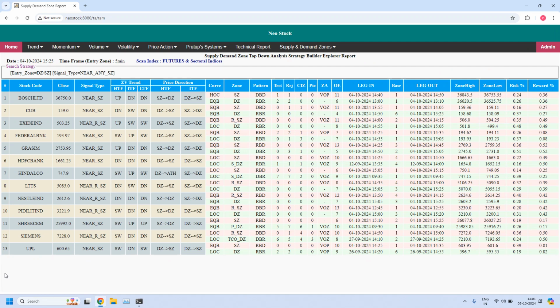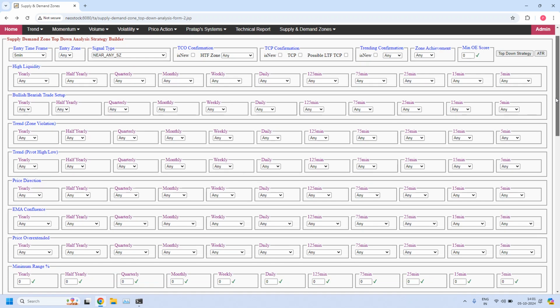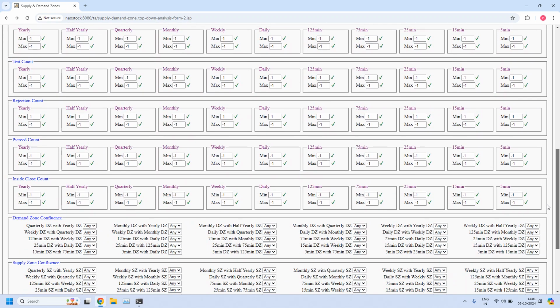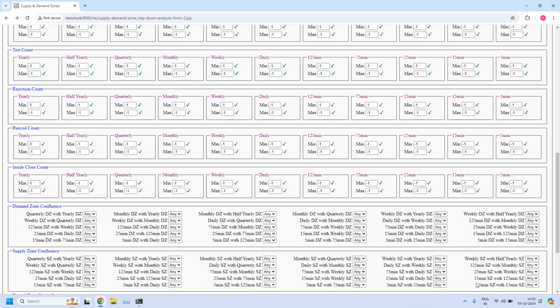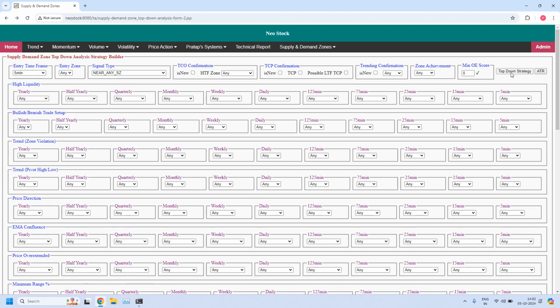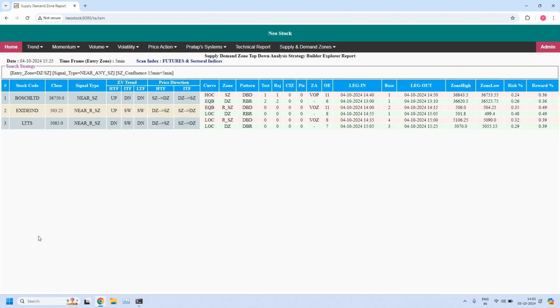Let's verify how many of these 13 stocks are having ITF confluence, that is 15 minutes and 5 minutes supply zone confluence. So I am enabling the filter, 5 minute supply zone with 15 minute supply zone confluence. Let's verify out of 13 how many will filter. So 3 stocks are filtered. So these 3 supply zones are having ITF confluence, that means 15 minute supply zone confluence.